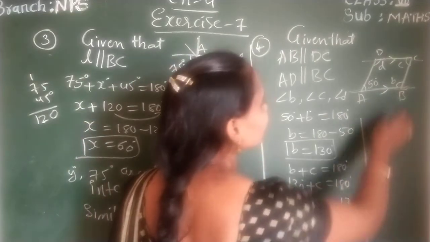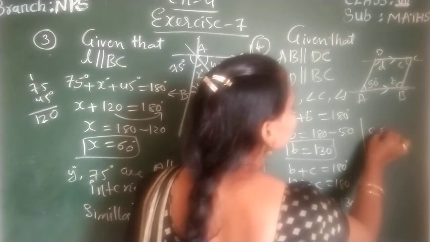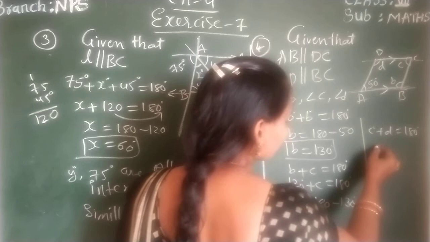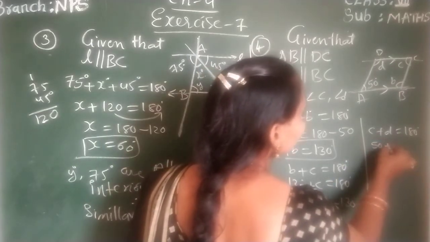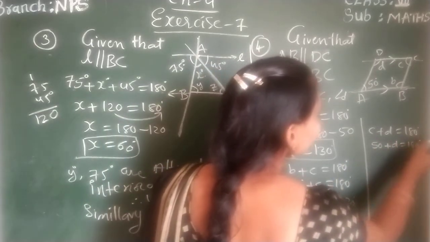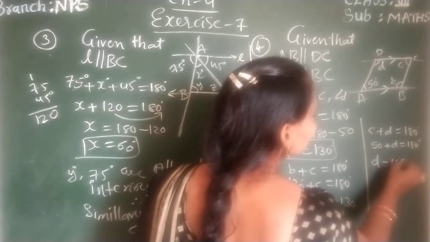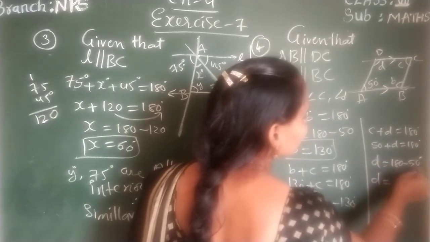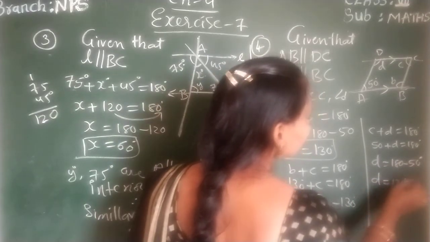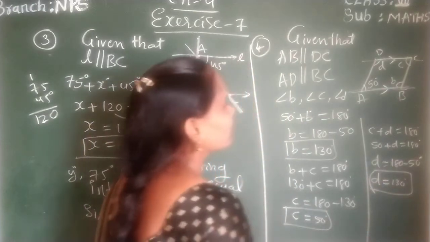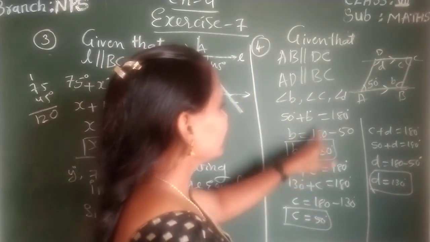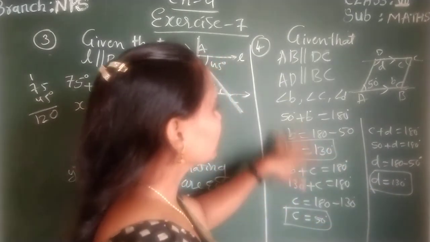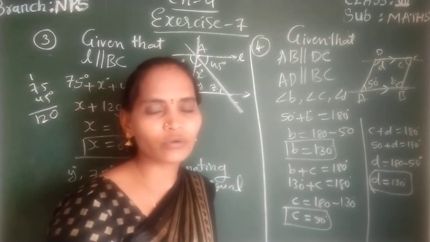Now in a similar way here also c plus d is 180. C value, how much? 50. 50 plus d is equal to 180. Now d is equal to 180 minus 50. How much will you get? 130 you will get. So these are the angles. Angle B 130, angle C 50, angle D 130. Now like this we can find the remaining angles. Okay, thank you.